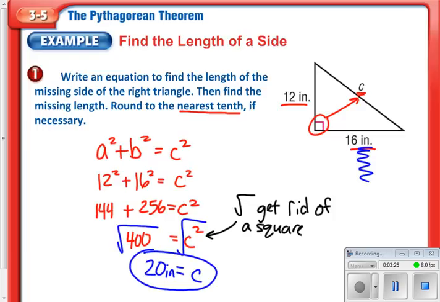And another thing that you can do, now that we figured out side c, are some common sense checks. Well, does this 20 make sense with the other side lengths, 12 and 16? Yes, it would. Another thing that you can think about is, since we found side c, is it the longest side? Yes, 20 is greater than 16 and 12. So it does seem logical.